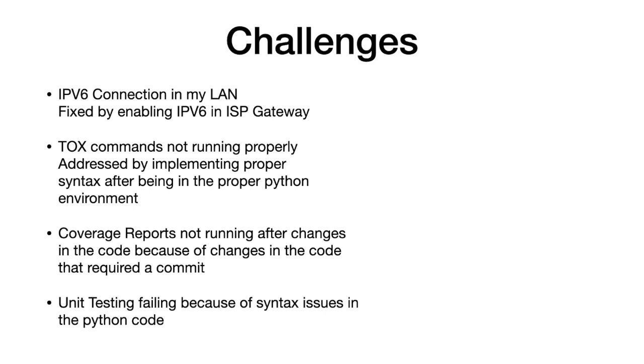These were some of the challenges that I ran into. With IPv6, which was corrected by changing router settings; the tox command, which was basically addressed by making sure I'm using the proper syntax on the command line; some of the coverage reports weren't running because of version control issues, so I had to stash those changes to be able to run the coverage reports; and unit testing failing because of improper syntax in the Python code, which was corrected by making sure we have the right Python syntax.